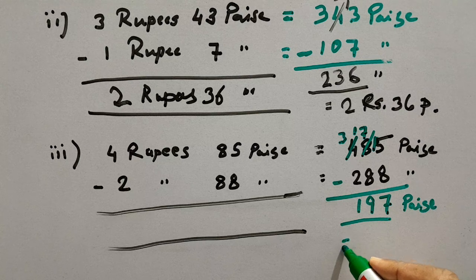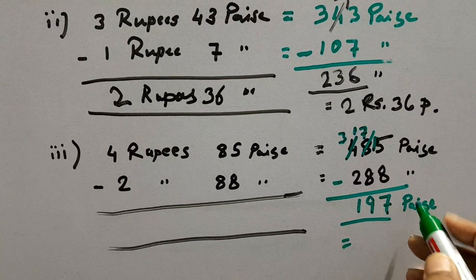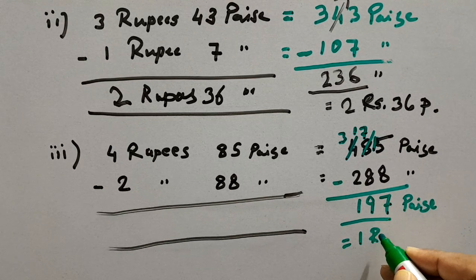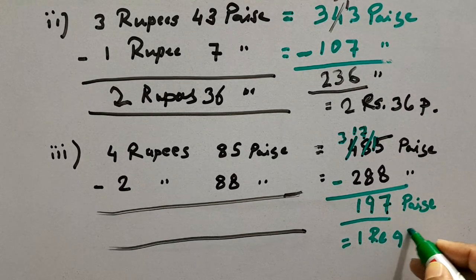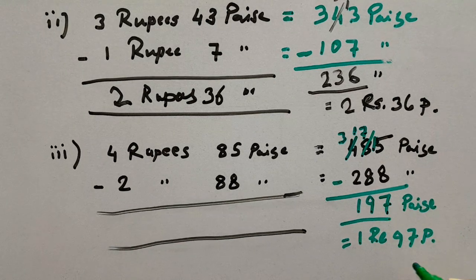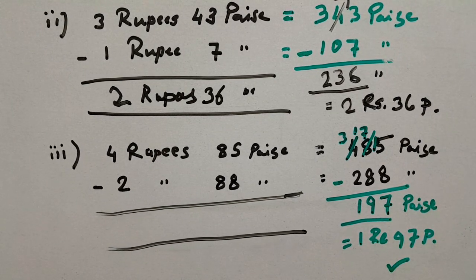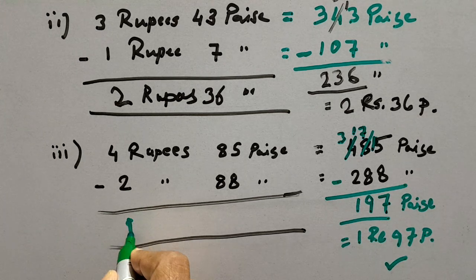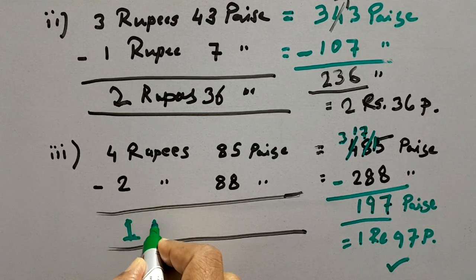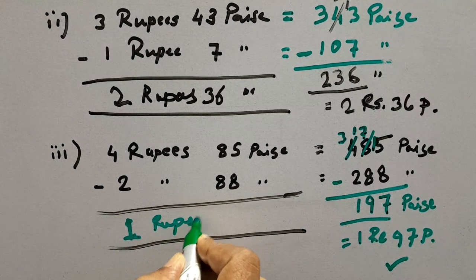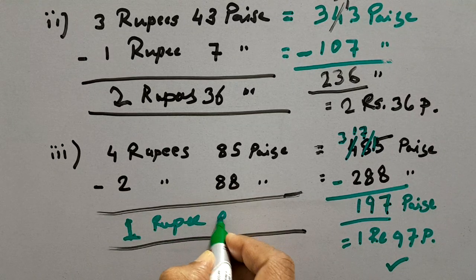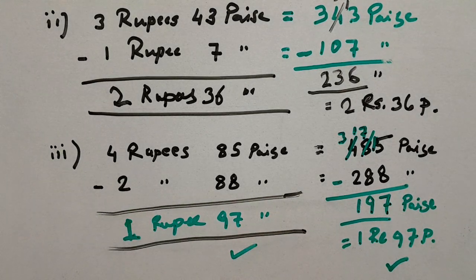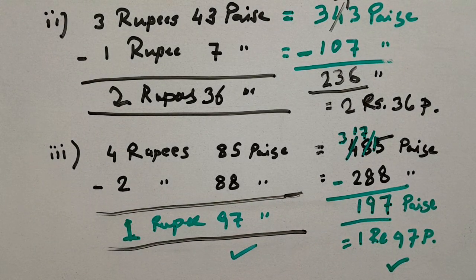But we know 100 paisa is equal to 1 rupee. So 197 paisa is equal to 1 rupee 97 paisa, right? So our answer here will be 1 rupee 97 paisa. So this is the answer. So here we have solved these 3 problems.